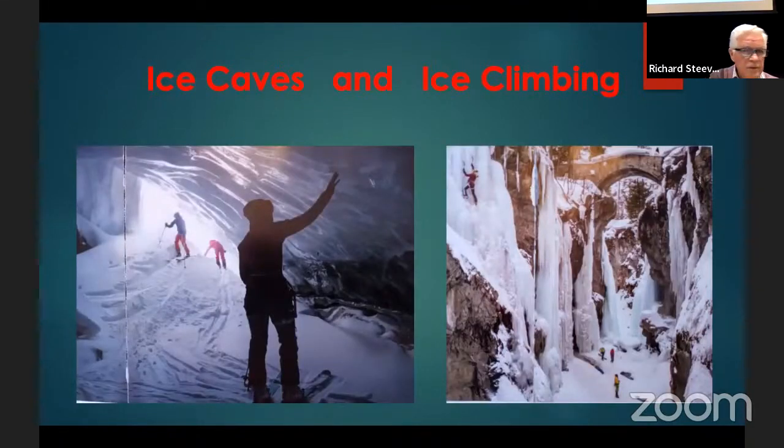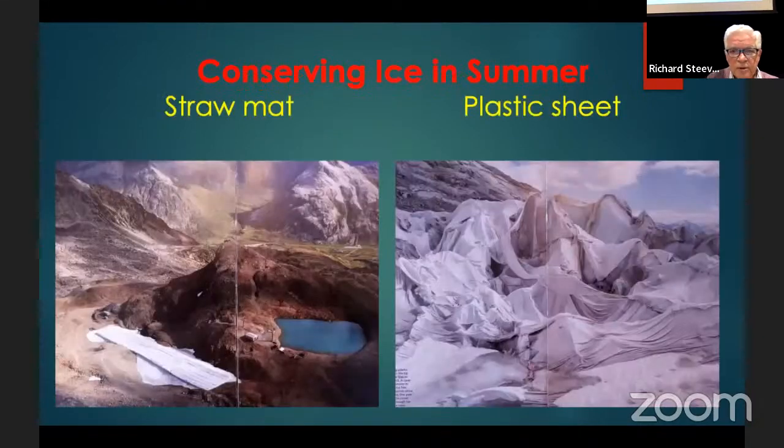Some of the ice caves are still there, and so people still go in and explore those. On the right, you can see people who like to go up instead of down, so they put on lines and boots and so on and try and climb up these frozen ice falls, in a way. This is the idea of trying to conserve ice in the summer. They use on the left a giant straw mat, and that will help to hold that base of ice so that when they make ice later on in the winter, when it gets cold enough, they can spray the snow up onto those. At least there's a base layer there.